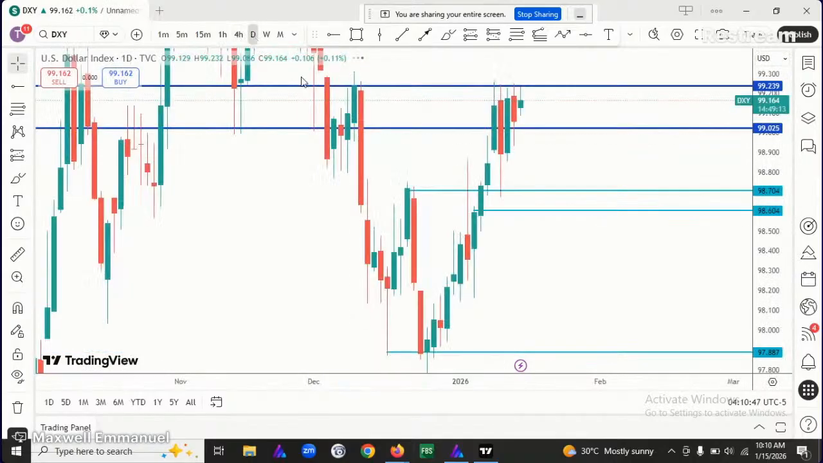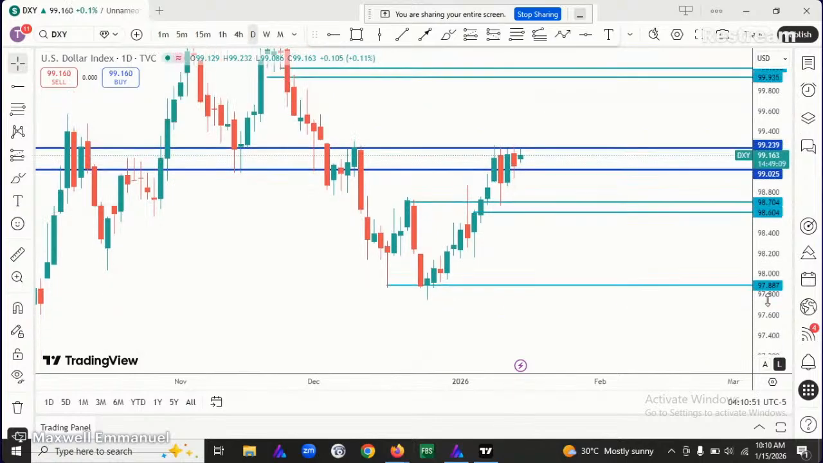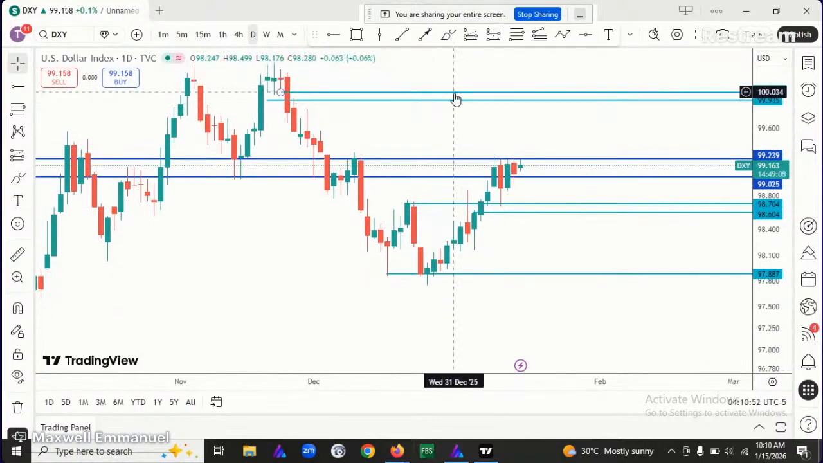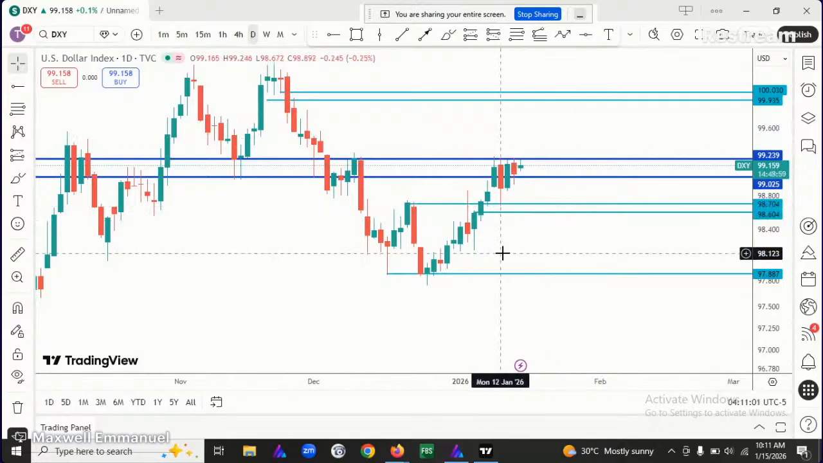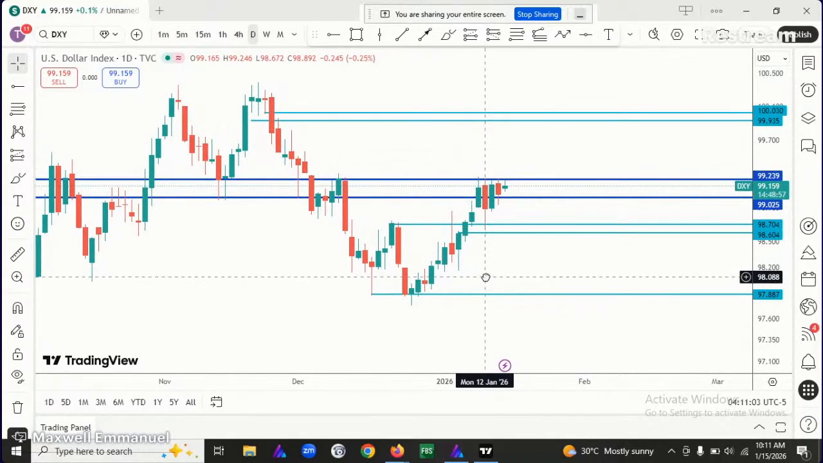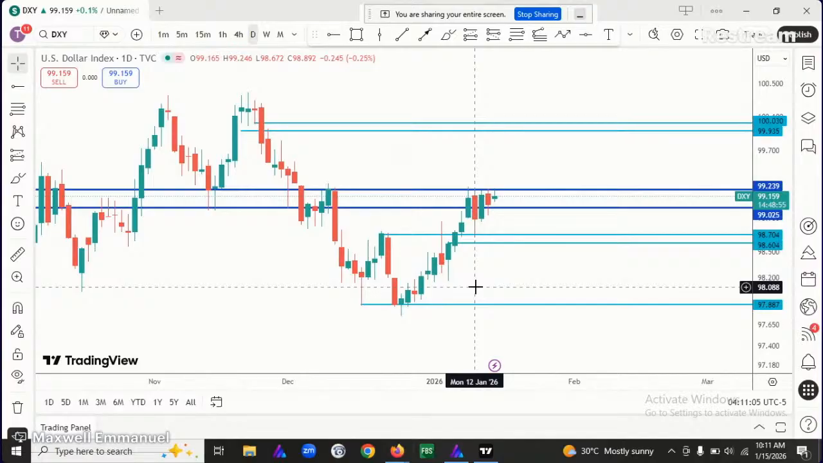I told you my expectations on the dollar index. This is where the dollar is coming to. That's my expectation for the dollar. So my bias is still bullish.